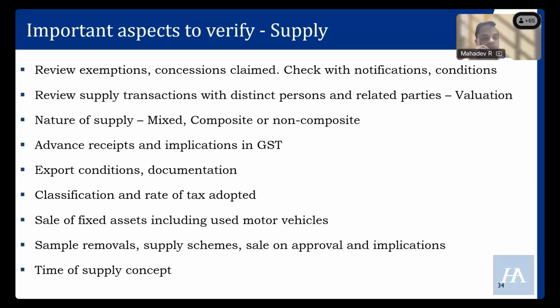Then export condition, you have classification. Sale of fixed asset is something which is very common wherein GST will get missed. Say you have a sale of old motor vehicle. In such case, the GST has to be paid on the margin value. Book value is 100. You have sold it for 110. Then on 10, GST needs to be paid. And the rate is also lower. It will not go beyond 18%. So these are the benefits which we need to take.